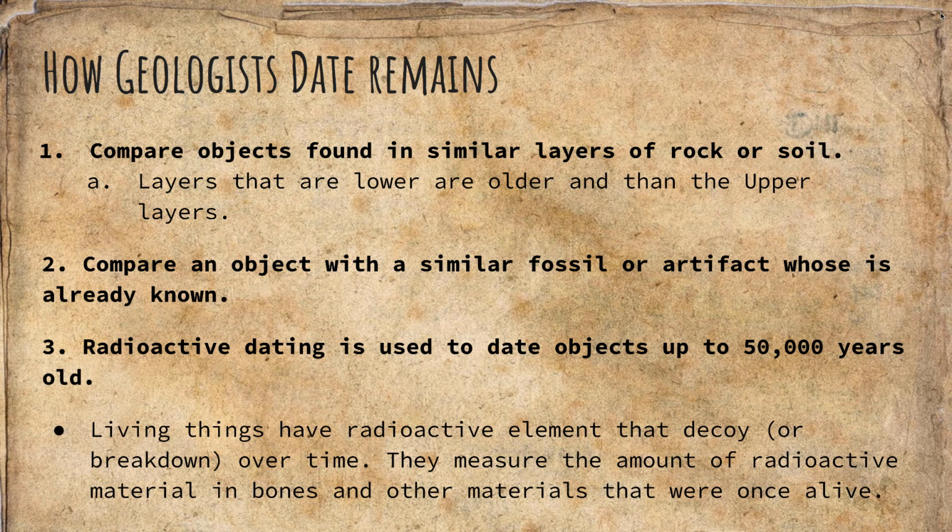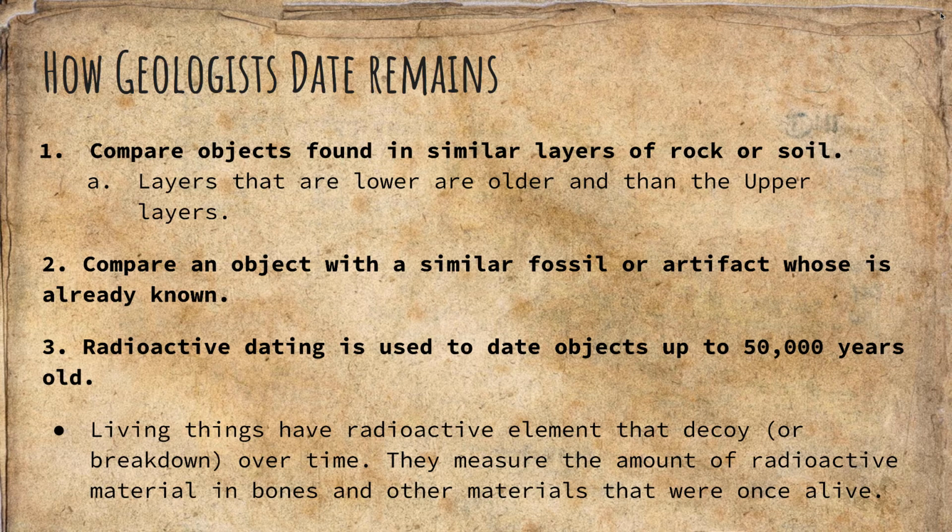So how do geologists date remains? Well, there are various ways that they do that, actually 3. So let's get into those right now. Number 1 is they compare objects found in similar layers of rock or soil. The layers that are lower are older than the upper layer. So just think of this as a ladder. You start from the bottom, you work your way up, right? As Drake will say. Number 2, compare an object with a similar fossil or artifact that's already known.